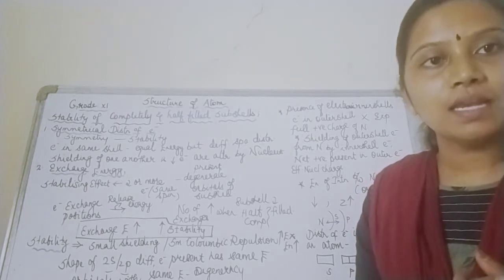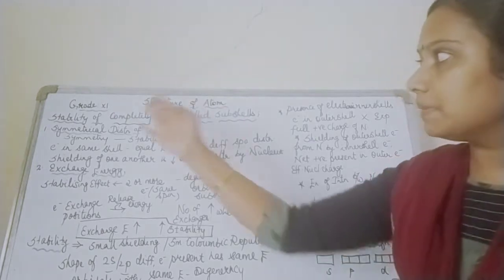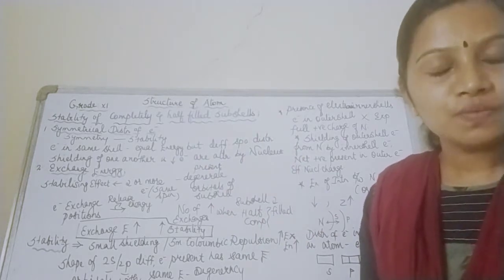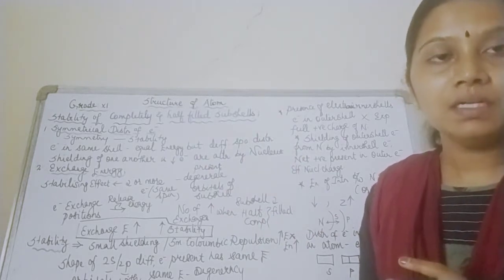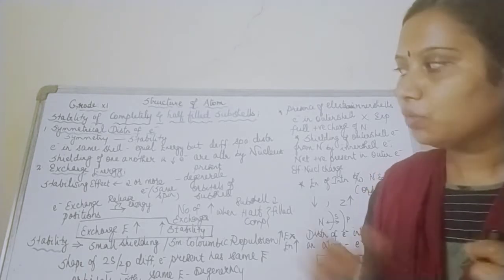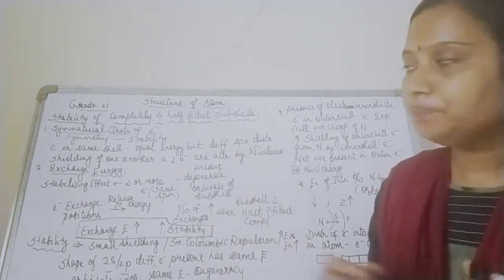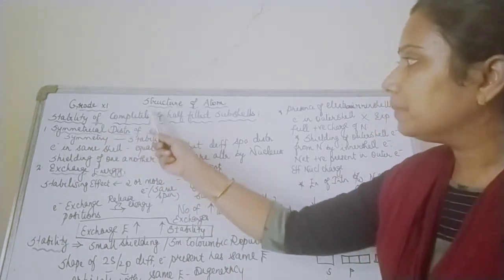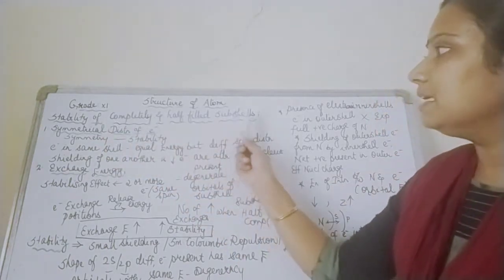Today we are going to the last part of the topic, that is stability of completely and half filled orbitals. Almost we have covered the entire part of the chapter, so whatever was remaining, I am going to just complete it in this session. So moving to the topic, stability of completely and half filled subshells.